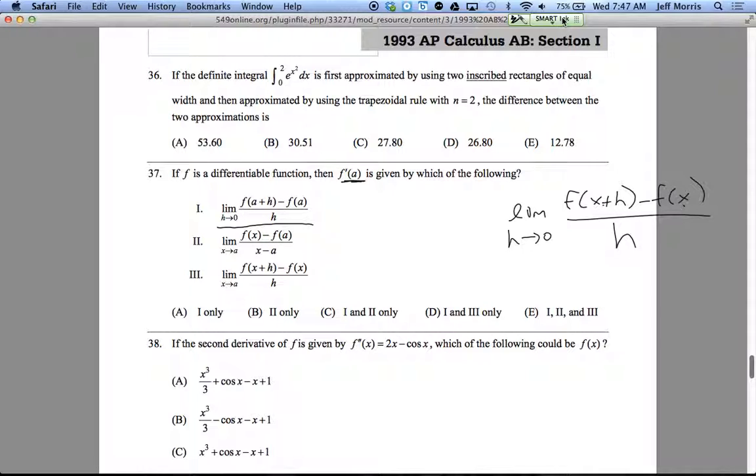There it is. One is true. Definitely true. What about 2? I forgot to put this on the calculus essentials. 2 is also true. That's an alternate form of a derivative.